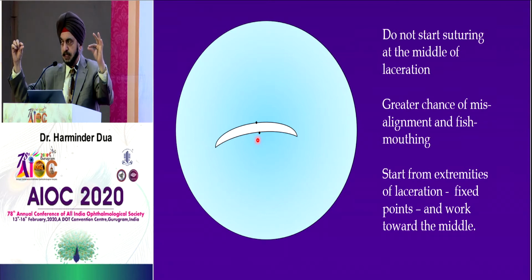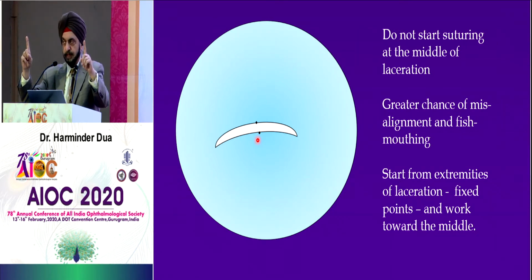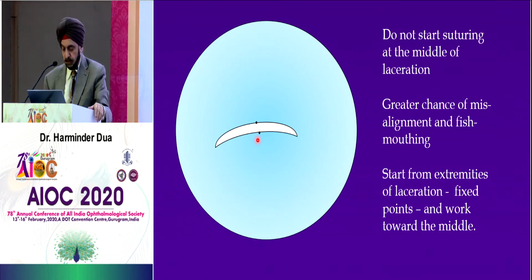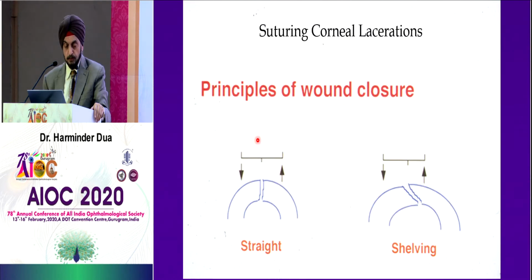When you stitch that, then the fixed points are moved internally. Then when you put another suture next to that, they move, and that way the whole wound falls into place. So it is good to start here, and then move your way in.